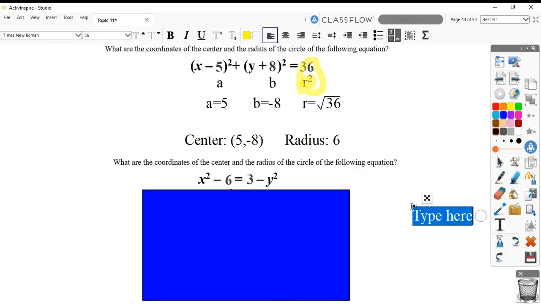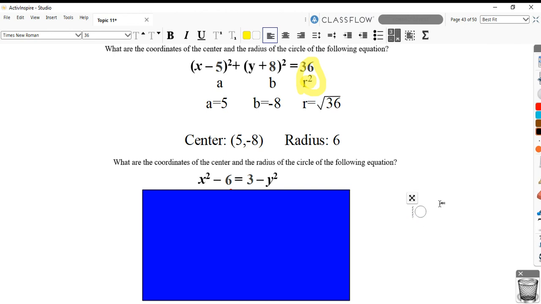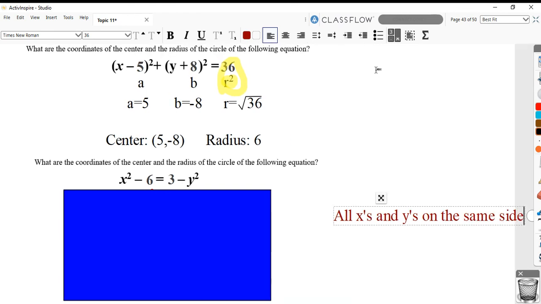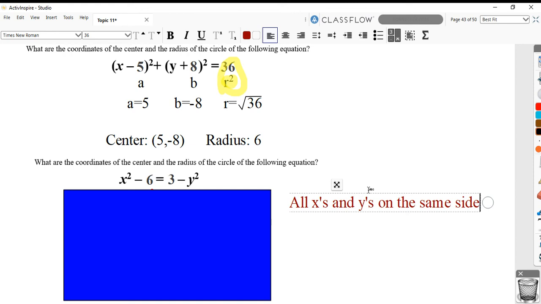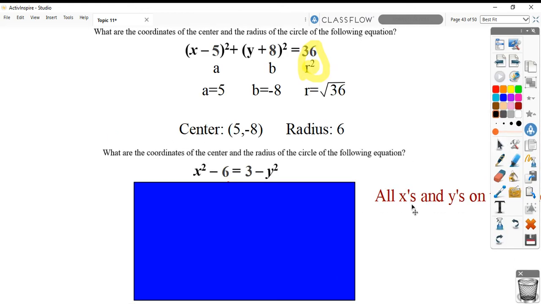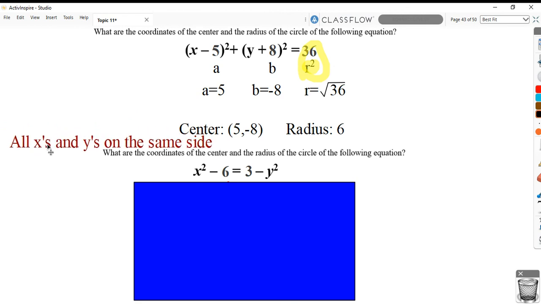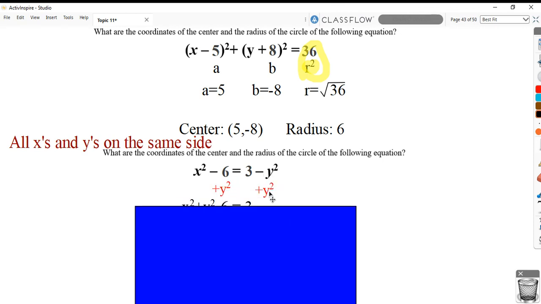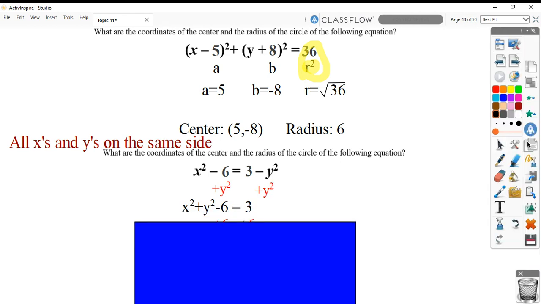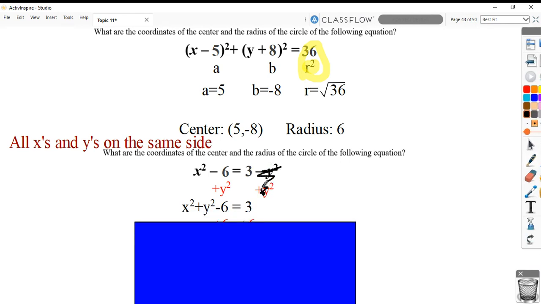We want two particular things to happen. First off, we want all of our x's and y's on the same side. That is the first thing we want. So I'm going to move this y squared over to the other side. How do you undo minus y squared? You add y squared to both sides. So on the right side, all of this business goes away. We've got x squared plus y squared now, minus 6.